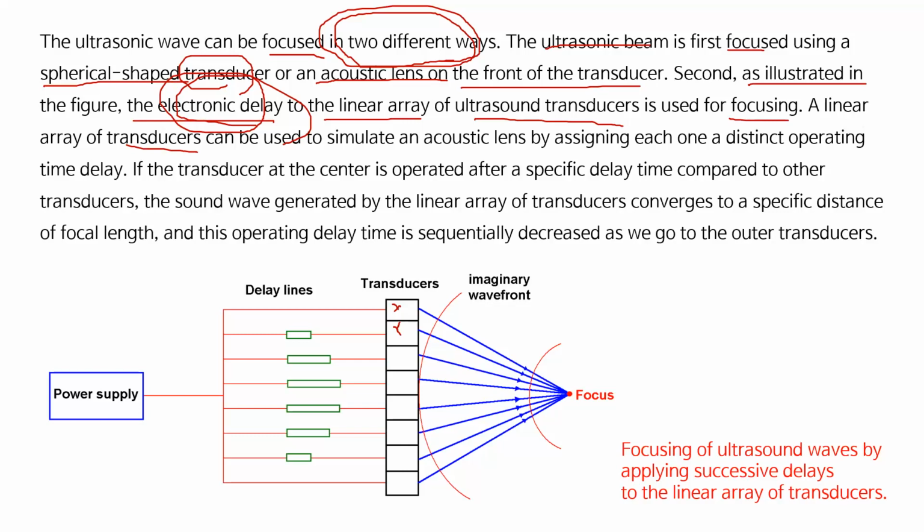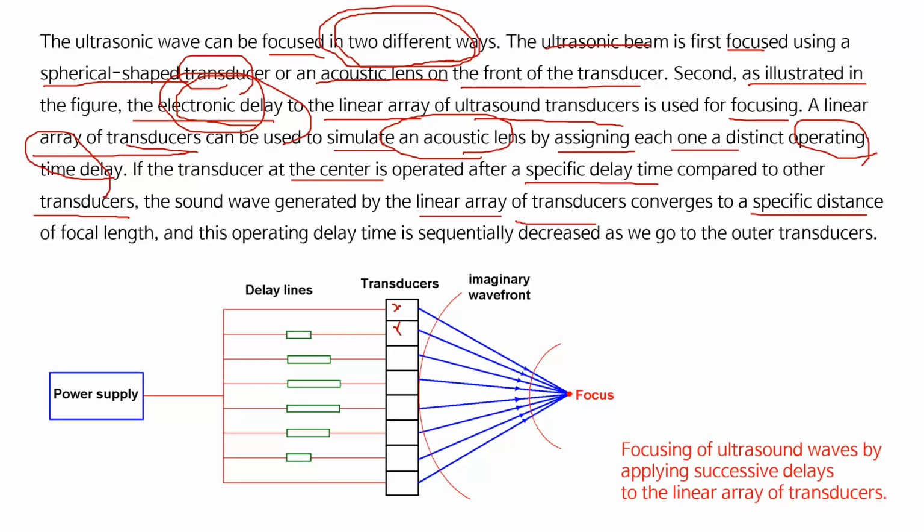A linear array of transducers can be used to simulate an ultrasonic lens by assigning each one a distinct operating time delay. If the transducer at the center is operated after a specific delay time compared to other transducers, the sound wave generated by a linear array of transducers converges to a specific distance of focal length. And this operating delay time is successively decreased as we go to the outer transducers.